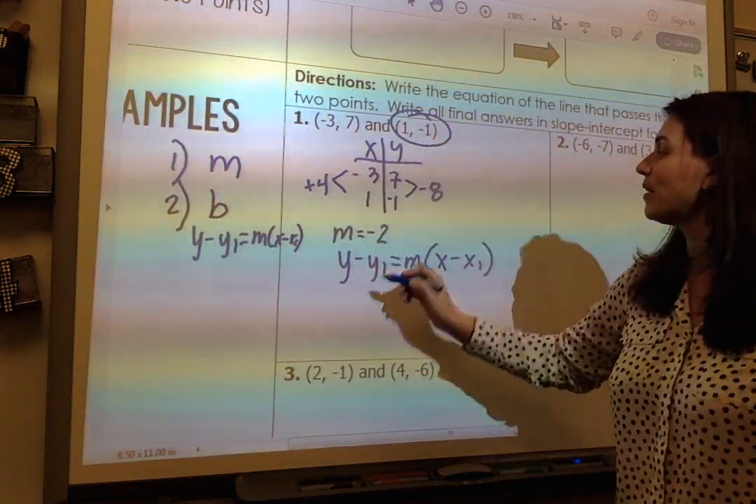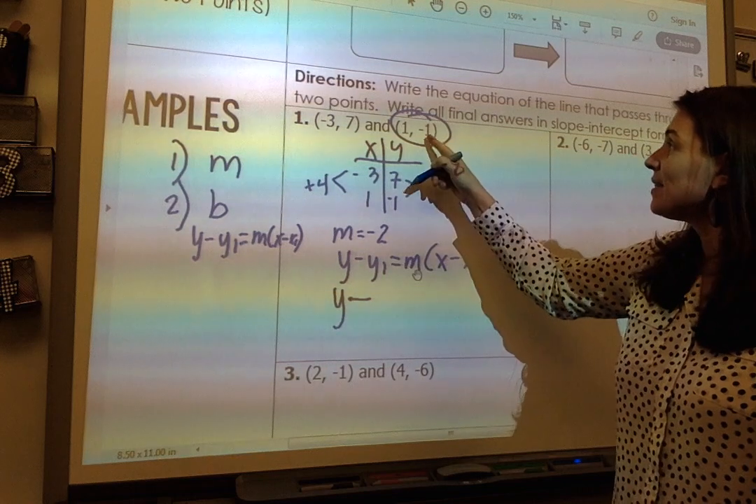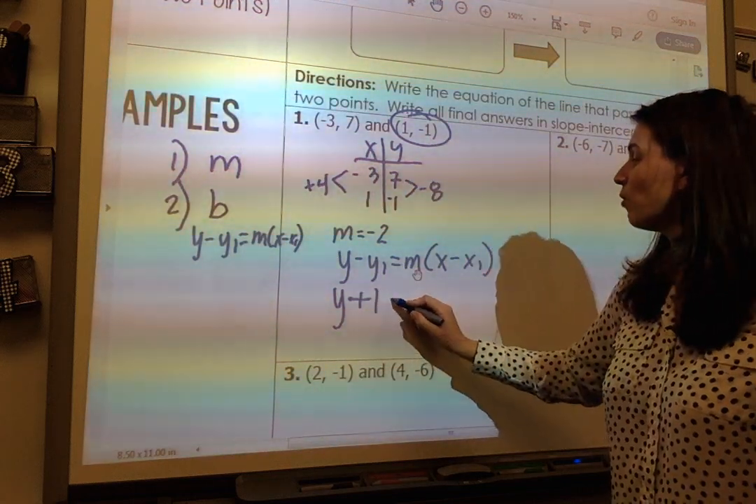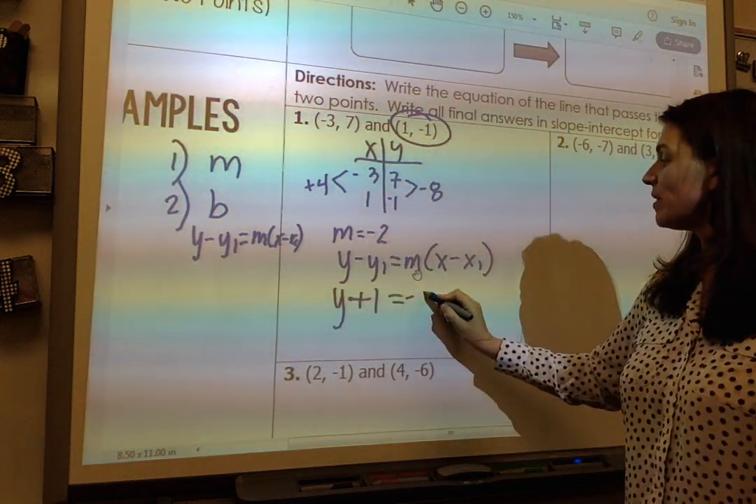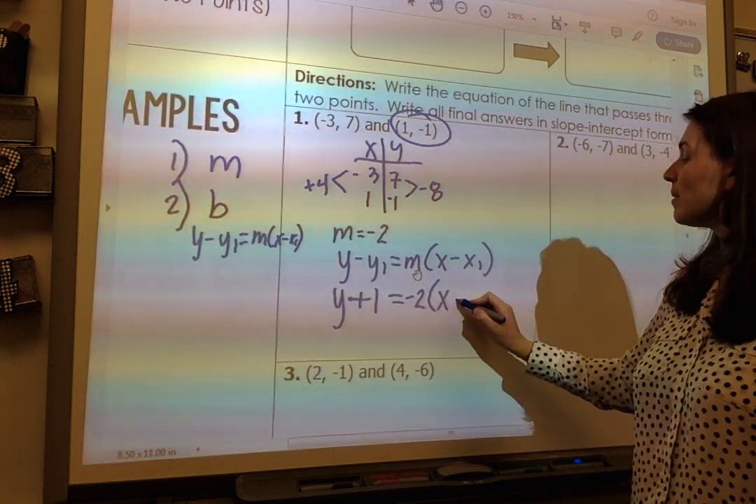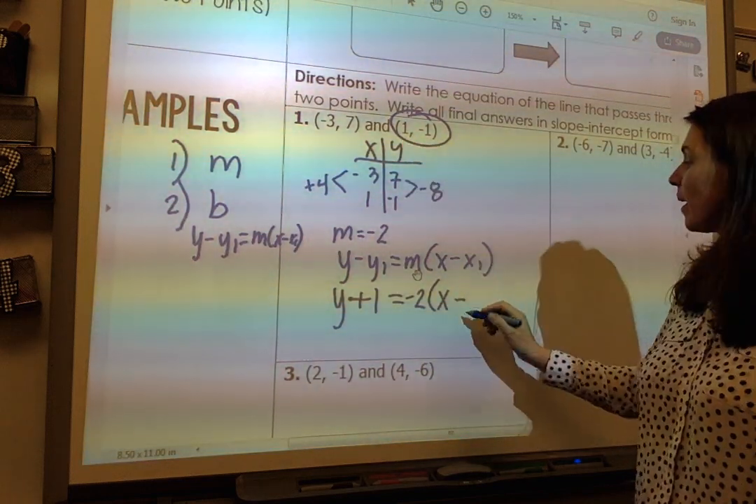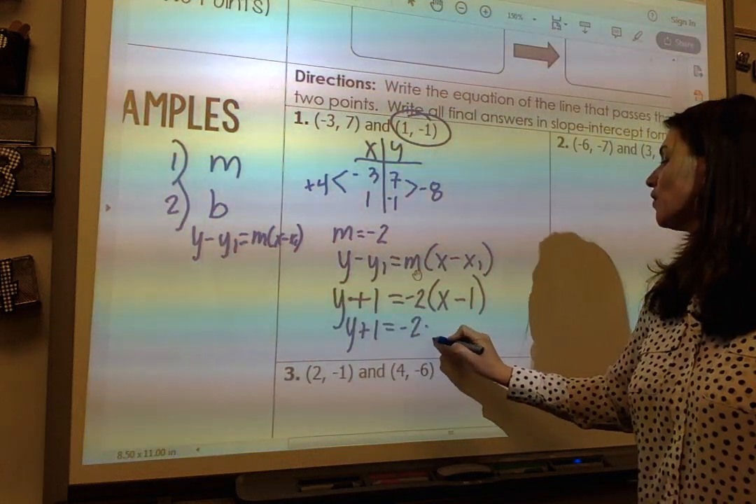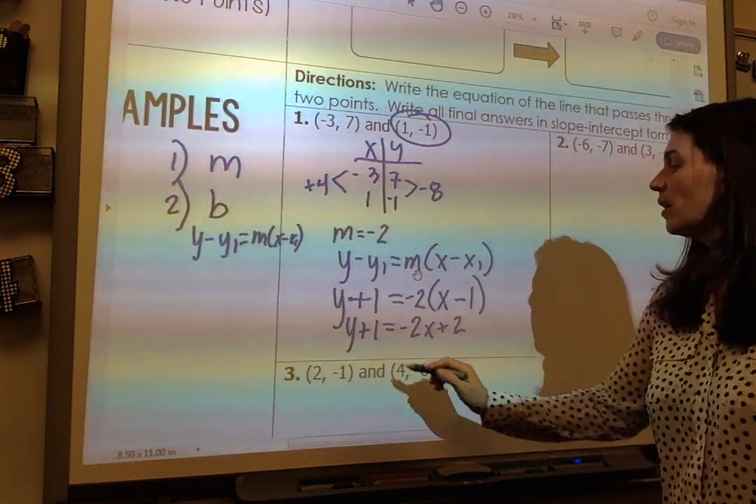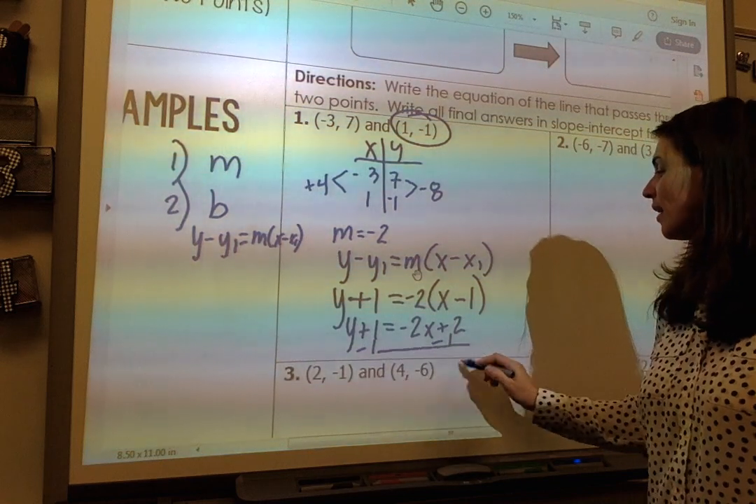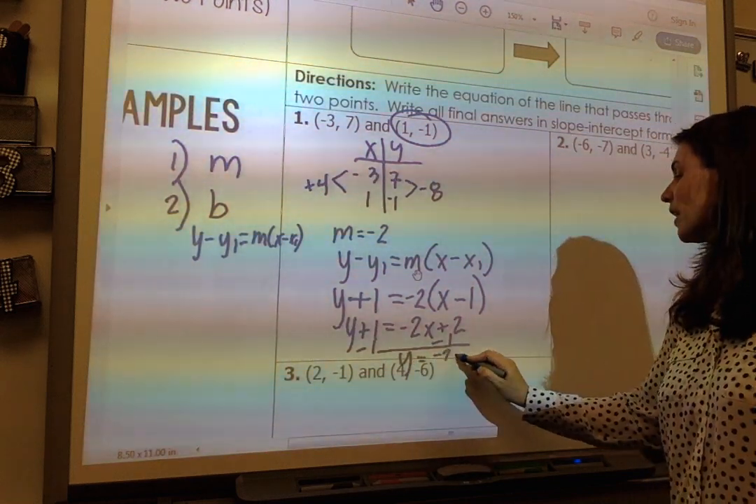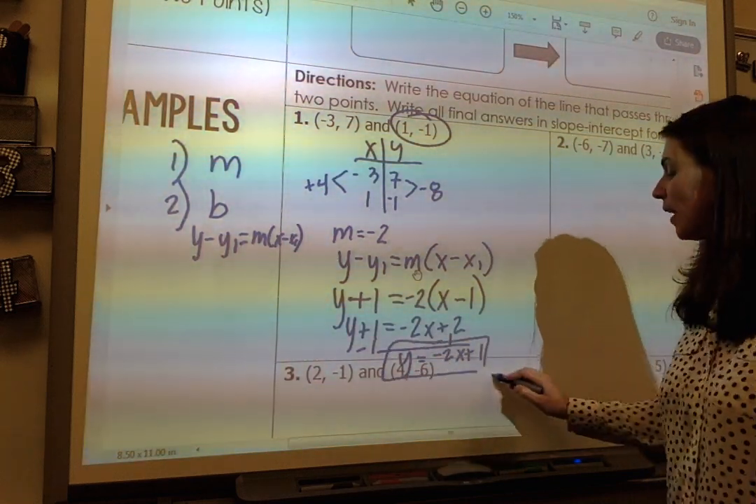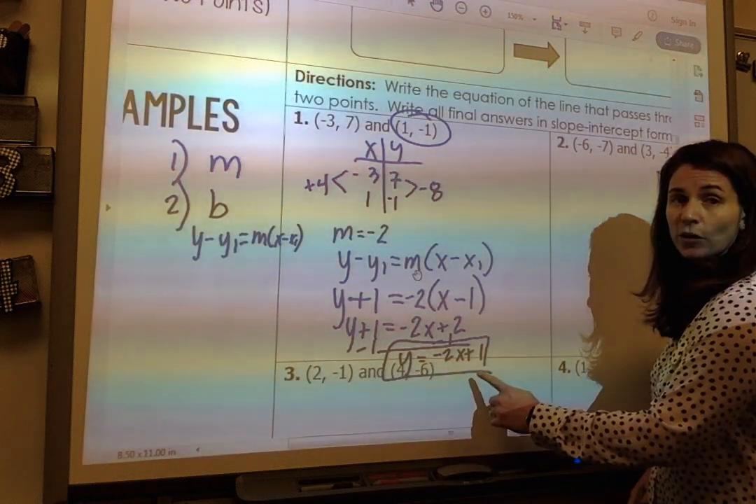So now I'm going to plug in these values. y minus a -1 is y plus 1, equals my slope, -2, times x minus 1, which is my x value here. Now I distribute and I get -2x plus 2. Subtract 1 on both sides and I get y equals -2x plus 1. And that gives me my linear equation.